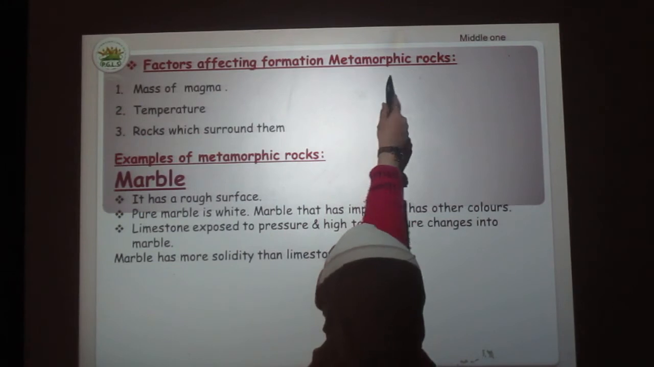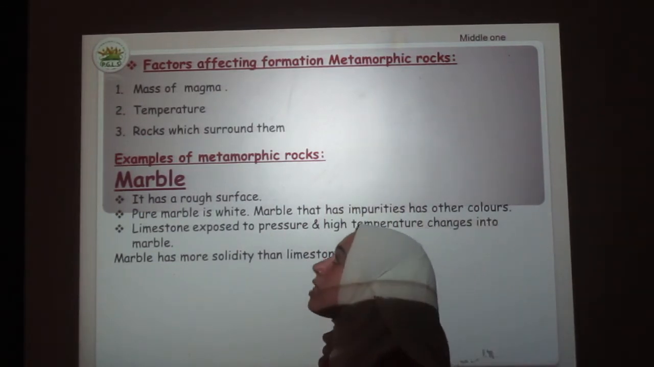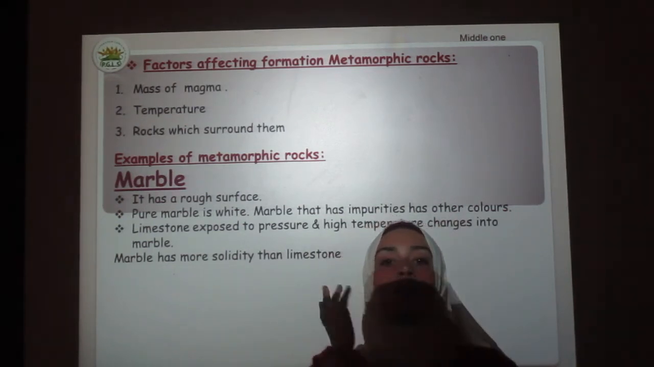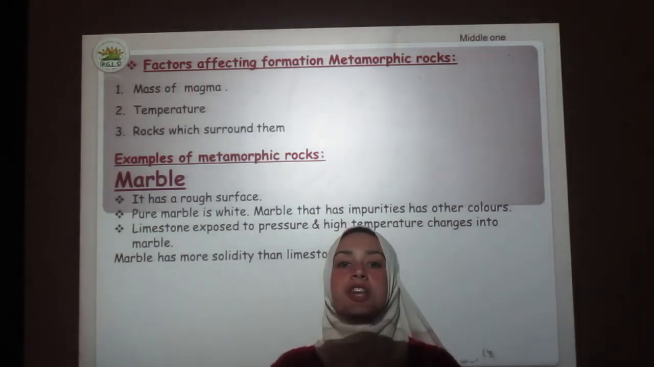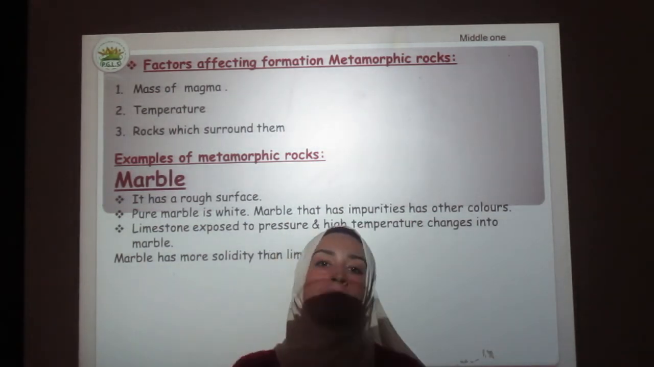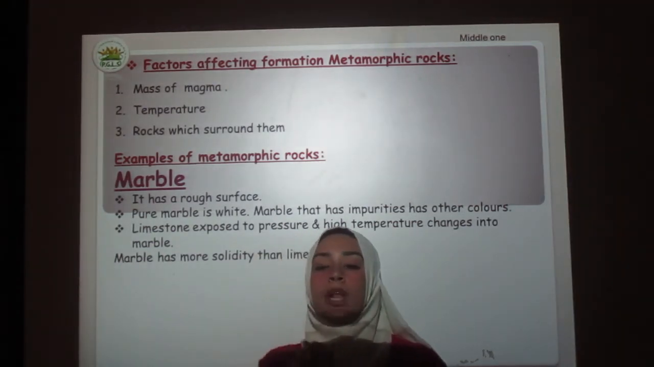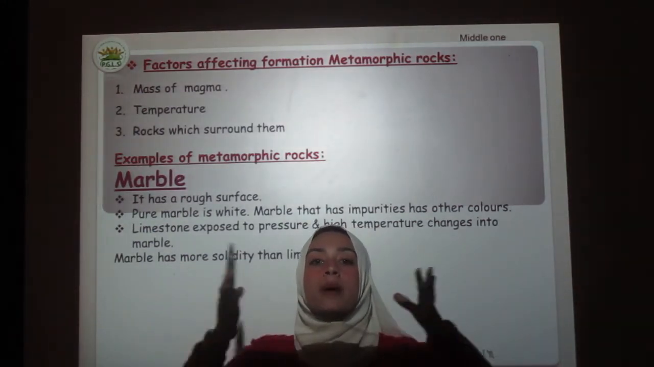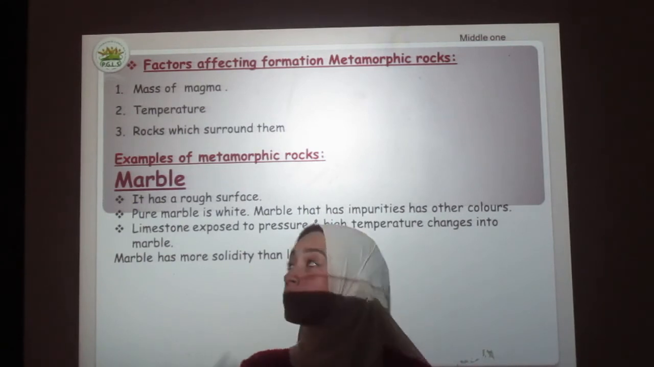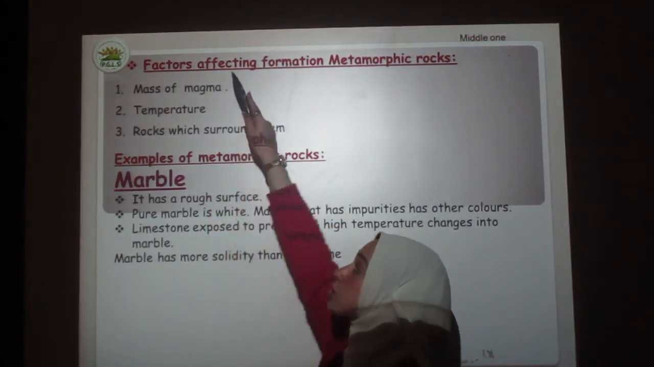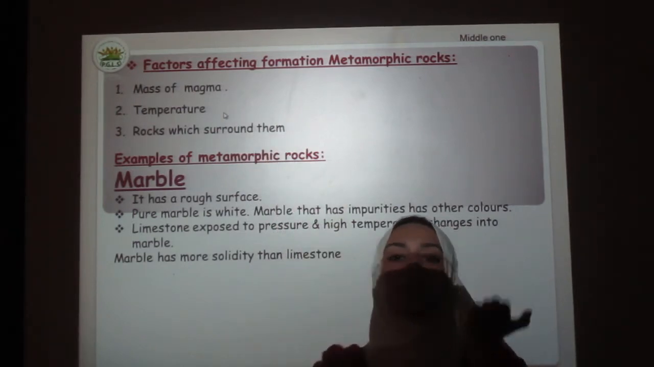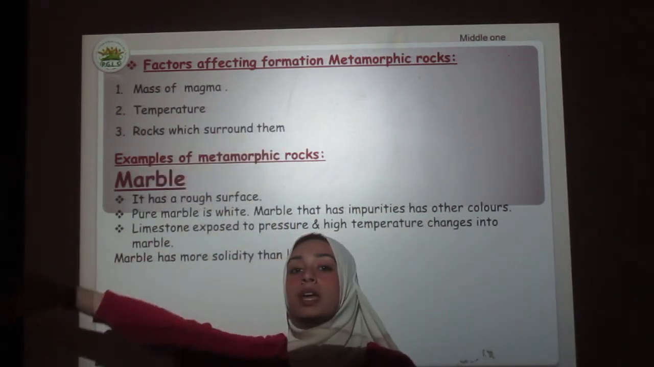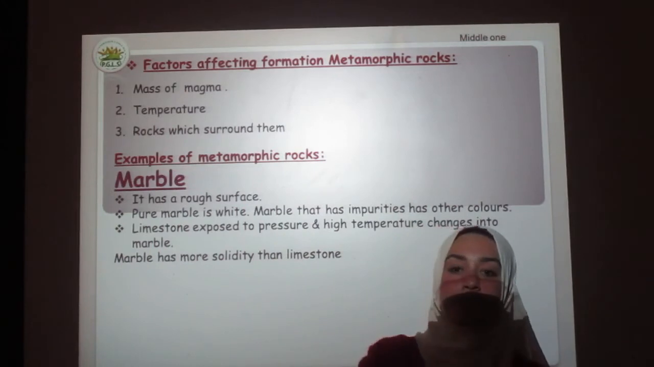So the factors that affect the formation of metamorphic rocks: we have the mass of magma. We said that magma has high temperature. Think with me, if the mass of magma is very large, will the formation of metamorphic rocks be more or less? Sure, it will be more. It will form a great amount of metamorphic rocks. Why? Because magma has a high temperature. It's also like the temperature. By increasing the temperature of rocks, what happens? It will transform to be, yes, metamorphic rocks.